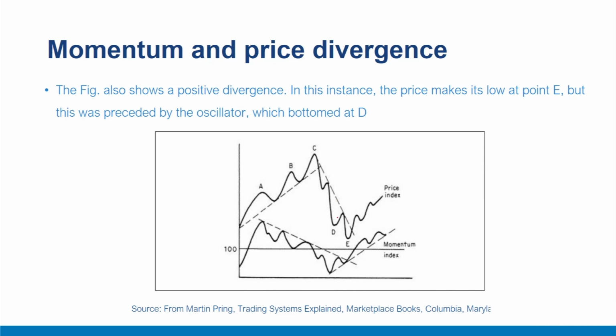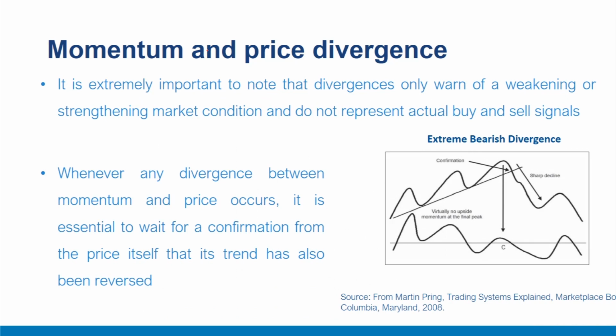In this instance, the price makes its low at point E, but this was preceded by the oscillator. The oscillator was also showing an upward increase here, and before that there was a downward movement. The oscillator in fact bottomed at point D, after which it was rising. So there was a sort of positive divergence set between prices and oscillator, as we can see here. Now please note, it is extremely important to note that divergences only warn of a weakening or strengthening market condition and do not represent actual buy or sell signals.